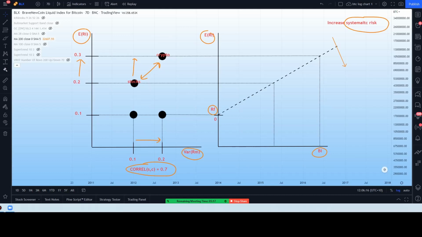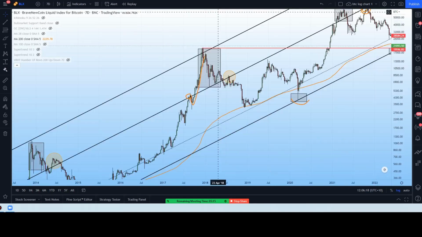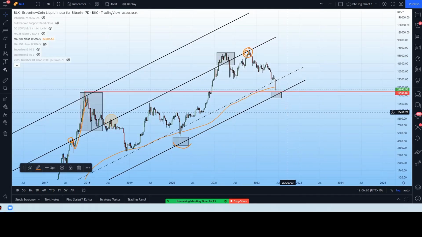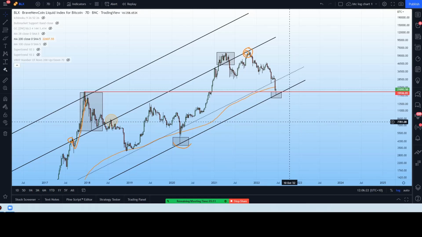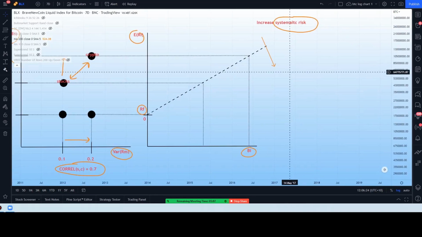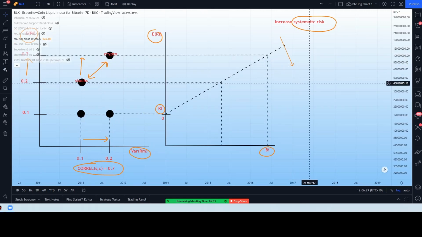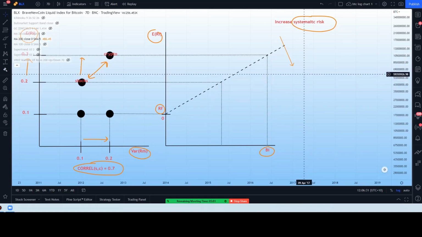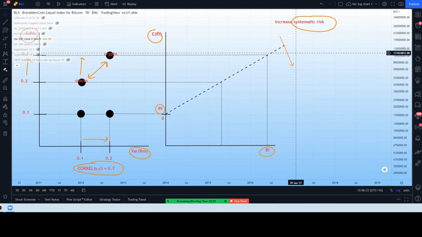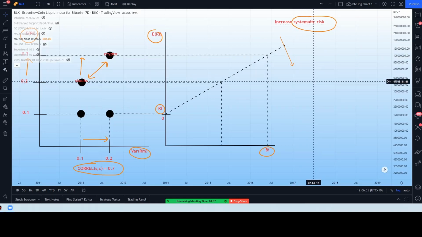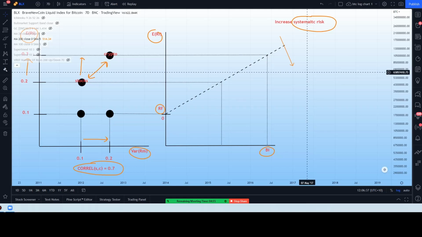And how can we relate that to the Bitcoin chart? Well, if we move down over here and we assume that the Feds are going to continue to increase interest rates, we can predict that the beta of these asset classes will continue to increase. The problem with that is that it is an assumption that the Feds are going to continue to increase systematic risk. We don't have a confirmation. They've told us one thing, but there's no confirmation.